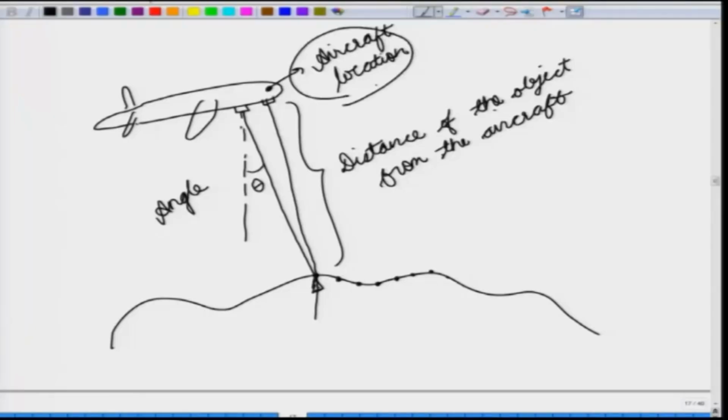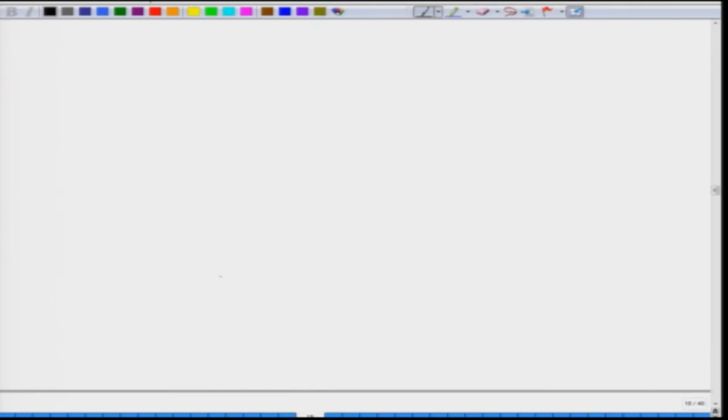Now, the first thing to know is the aircraft location. To know the aircraft location, we make use of two things. One is a GPS and the second is an IMU. Now, GPS refers to the global positioning system. It is a constellation of several satellites that are moving around the earth, and these satellites are giving out signals which your equipment can read and figure out the distance of the equipment from several satellites. So, what we are saying here is that you have one satellite, you have this second satellite, you have this third satellite, and so on.